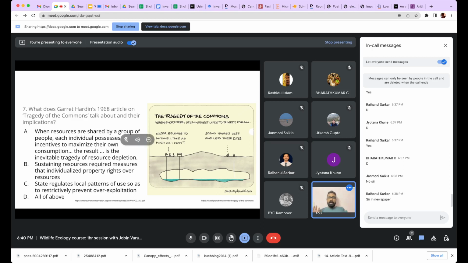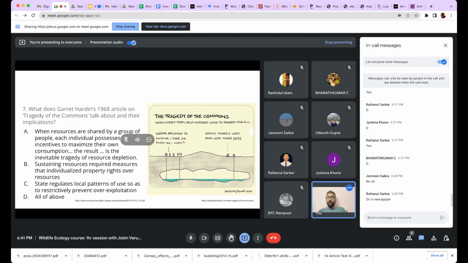Then the second line is saying that in order to sustain these resources, one has to give individualized property rights. Now, how do you give individualized property rights for a groundwater resource is something that is impossible. That's not solved yet, but that is something that he says. Like for example, grazing ground, you can cut it into pieces and divide it among the people who are actually using those grazing grounds. So that is one solution.